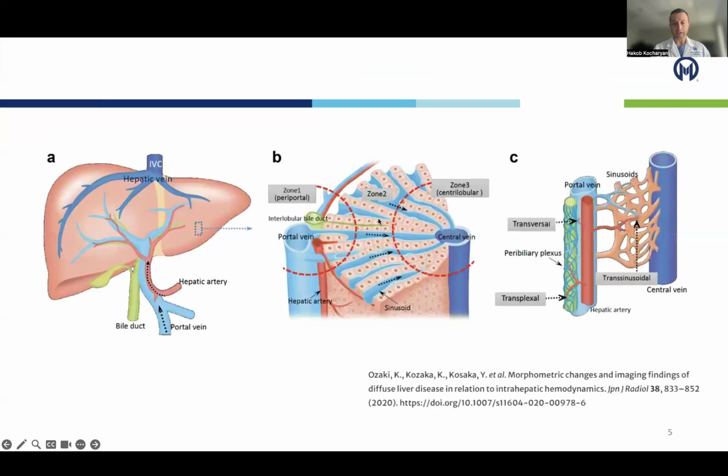This is a graphic representation of portal system. On your left-hand side, we see the gross anatomical representation. The portal vein supplies about 70% of the hepatic blood flow, and hepatic artery supplies about 30%. Portal vein delivers the unfiltered blood, which gets filtered right at this interface, the sinusoids, and gets drained into the central vein right here. So a little close-up view, and you can see the sinusoids.